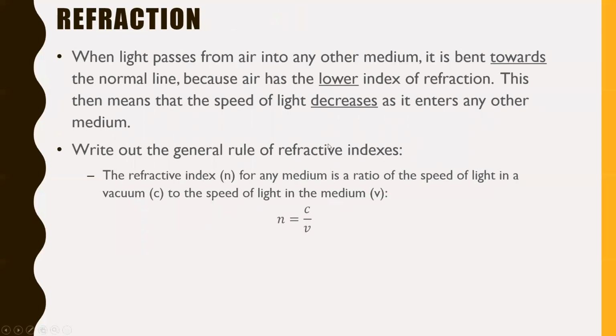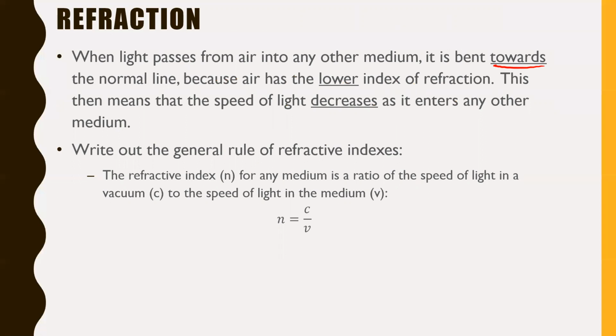So when light passes from air into any other medium, it is bent towards the normal line. This is, of course, because air has a lower index of refraction than pretty much anything else. Now, air has a slightly higher index of refraction than a vacuum, but in this course, it is such a small difference that we're almost never going to look at it.